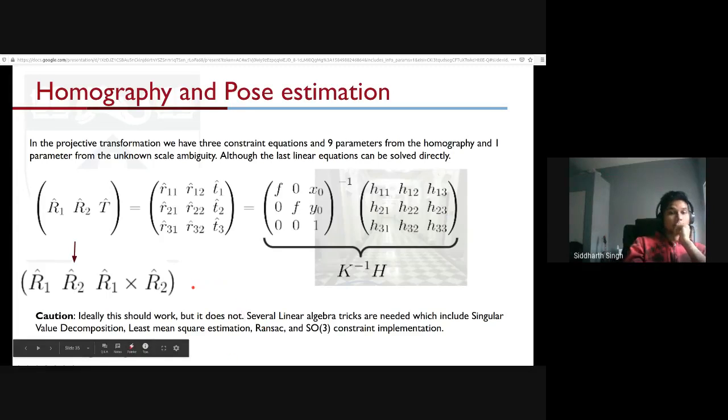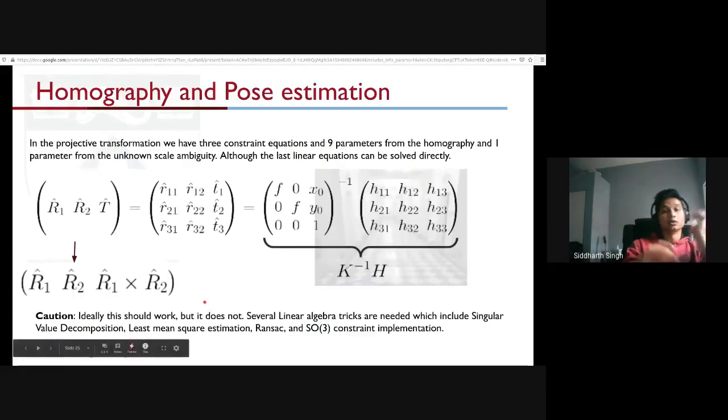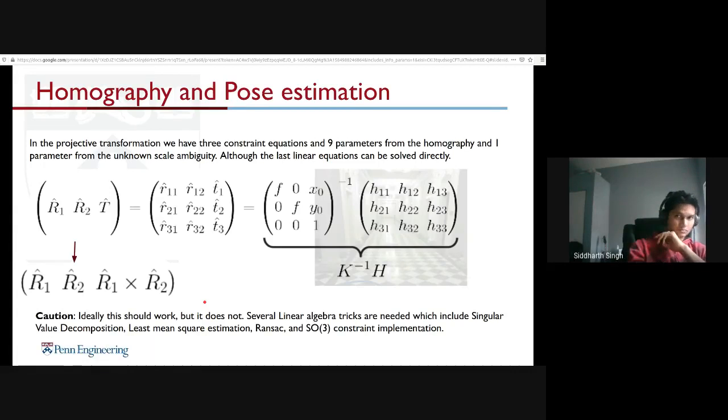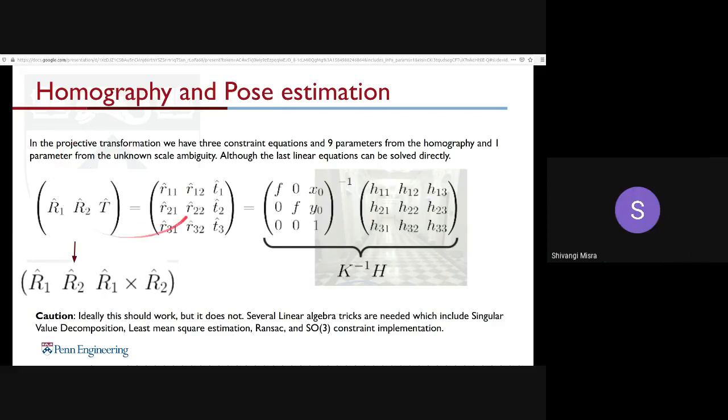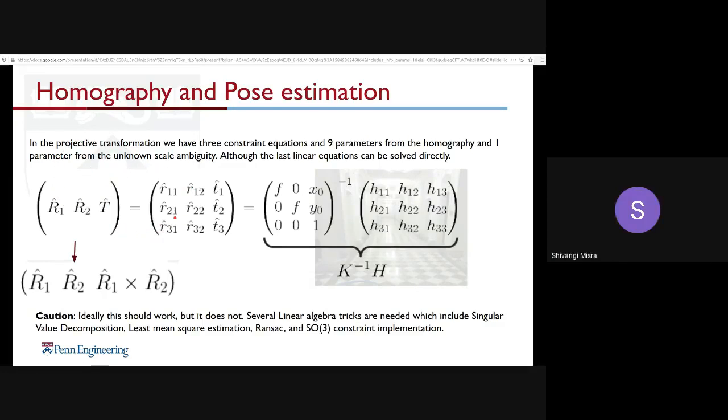Then we want to solve this in the mean sense. So we have this constraint, and I know the homography, I know the intrinsic camera parameters. Ideally, this should work. Yeah, question. I have a question. Are we sure that R1 cap and R2 cap are perpendicular to each other?